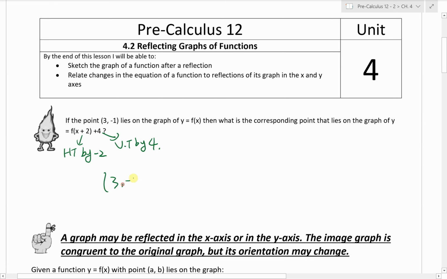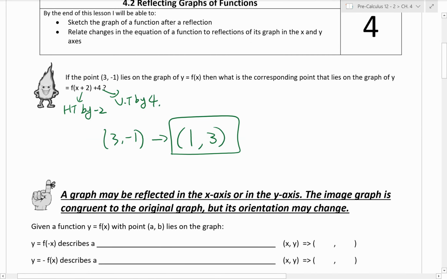That means (3, -1) will turn into, well, translation 2 units left, so minus 2. So 3 minus 2 is 1. Move up by 4, so negative 1 plus 4 is 3, and there's your answer. Okay, so that's what we did last lesson. We are going to be looking at reflection today.